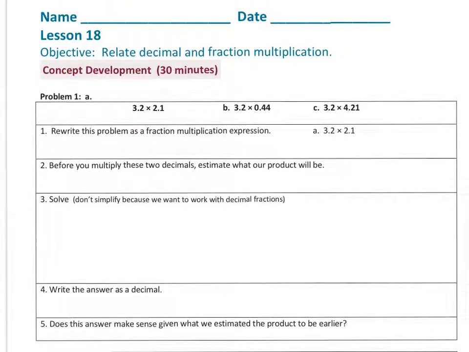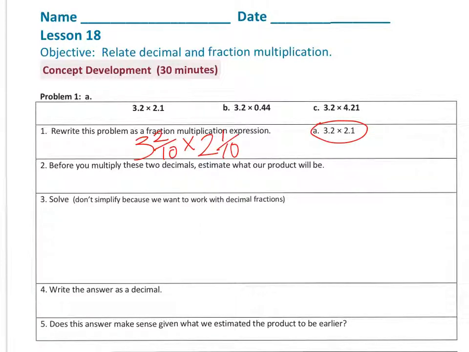Hey there, fifth graders. So today we're comparing decimal and fraction multiplication to see which one we like best. So check out our first problem, and we're going to rewrite it as a fraction multiplication expression. So we could think of this as 3 2/10 times 2 1/10. Now before we get to multiplying, we're going to estimate what our product will be, so that when we get to the answer, we know whether or not we were reasonable.